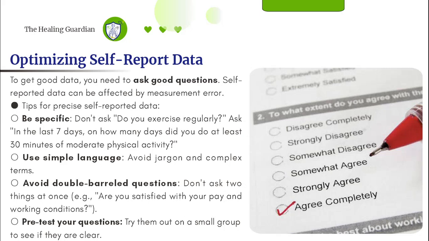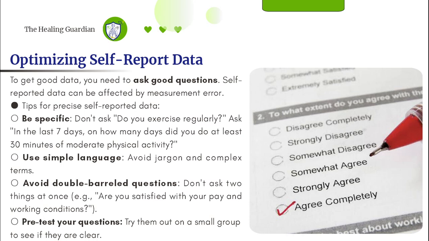Also in collection of data, you have to optimize the self-report data, because you may use interviews or surveys to collect data, and the person you are interviewing is the one who reports by themselves. There are precise criteria that you have to follow. Number one, ask good questions, because it will bias even what someone will reply. You have to be specific.